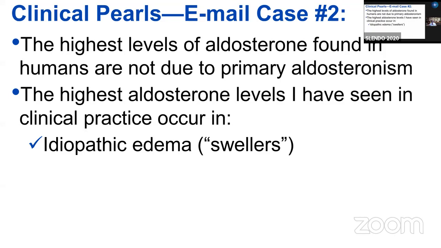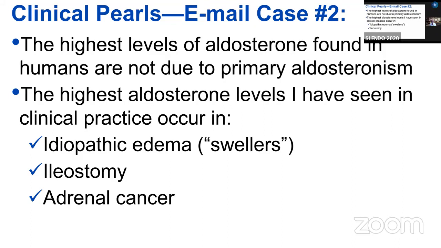So they learn the sodium content of everything in the grocery store, and they are on the lowest sodium diets on the planet. If you do a 24-hour urine sodium in a patient with idiopathic edema, their urine sodium might be less than 10 millimoles. And because of that, they have severe secondary hyperaldo. They usually don't have hypertension, but to maintain and try to defend volume, they make massive amounts of renin, massive amounts of aldosterone. In the ileostomy case, these patients have very high aldosterone levels. And if you have an adrenal cancer making aldosterone, which obviously is very rare. Those are the three scenarios.